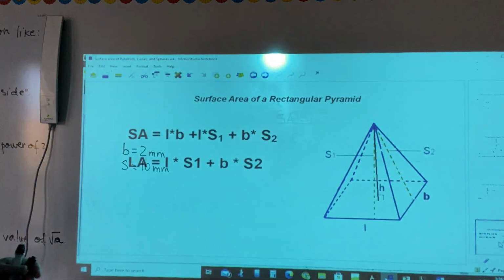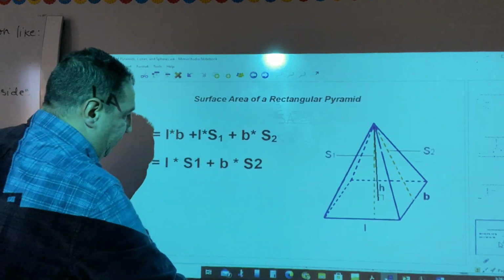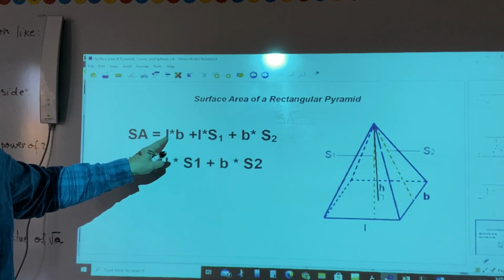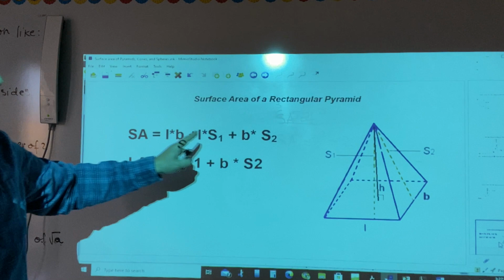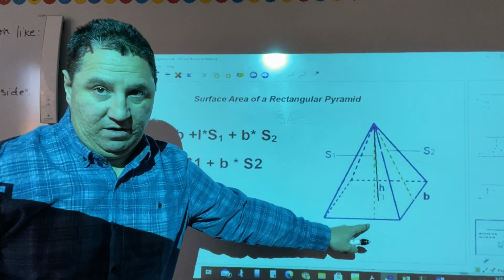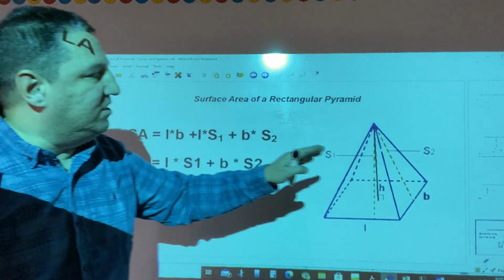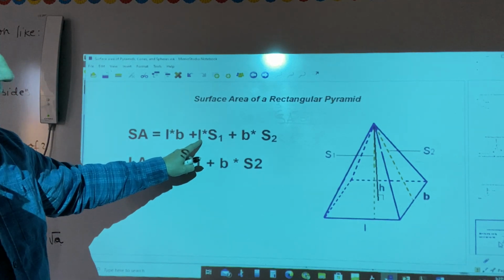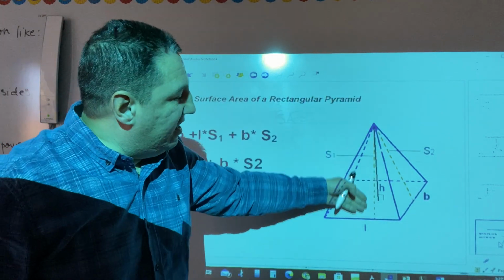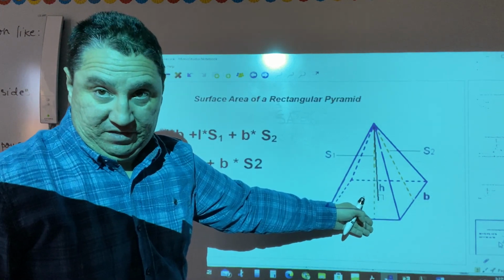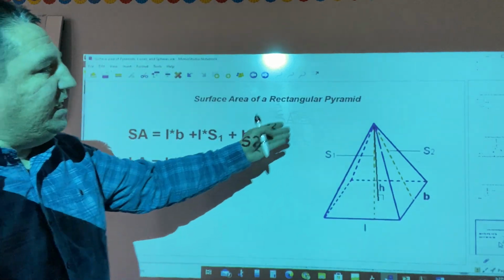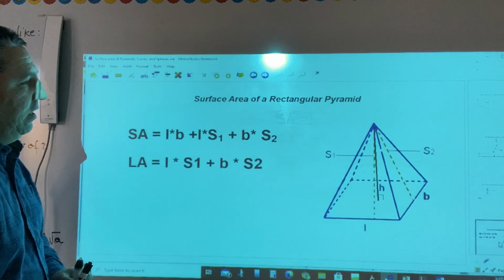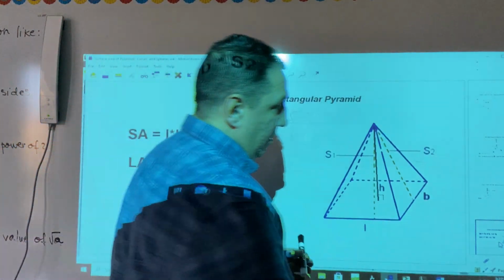Rectangular pyramid, right? The formula for surface area is given by this expression, where L is the length of the side of the rectangle of the base, B is the width of the base, S1 is the height of one side face, and S2 is the height of the other side face, right? So let's have an example.